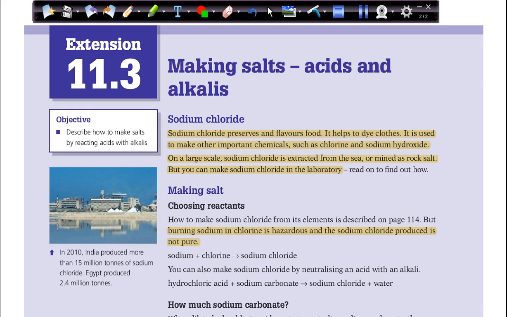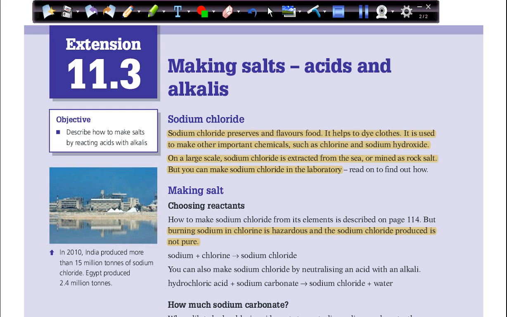We studied before about how we can make salts using carbonates and using acids and metals. Today we will learn about how we can make salts using acids and alkalis. I mentioned earlier in our lessons that we can neutralize an acid using an alkali, which is cancelling out the acid by alkali or alkali by acid, and the product will be water and salt or salt and water.